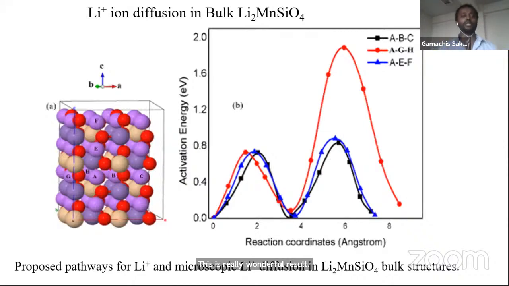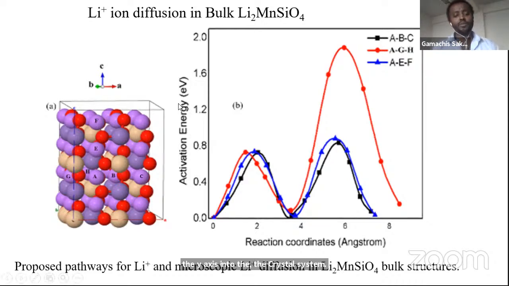So when I come to the lithium-ion transport in the bulk structure, you can see different channels, I mean, different pathways. As you can see from A, we have A, B, C lithium-ion pathways, and also we have A, E, F pathways along the Z axis, and we have A, G, H paths, I mean, lithium-ion diffusion paths along the Y axis in the crystal system.